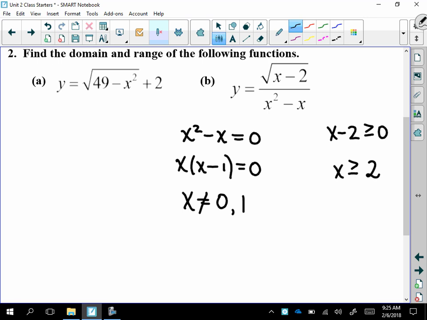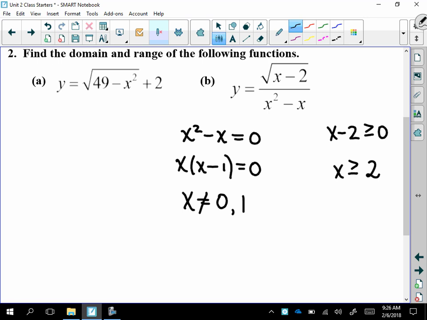So you have these two different things that are affecting domain. One's the denominator, one's the square root. But we only have one domain. A function doesn't have multiple domains, it only has one. So you've got to figure out one statement that's going to encompass all of that. That x cannot be 0 or 1, and that x has to be greater than or equal to 2. What would that one statement be for the domain?